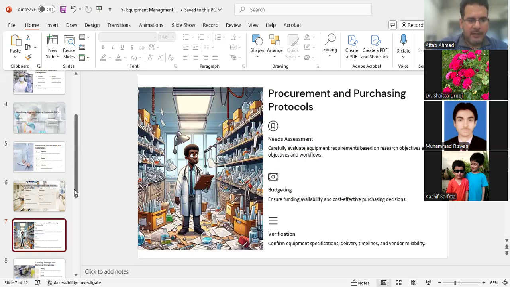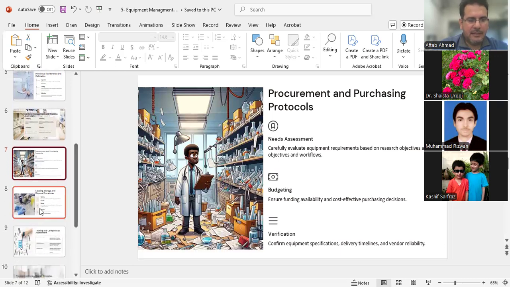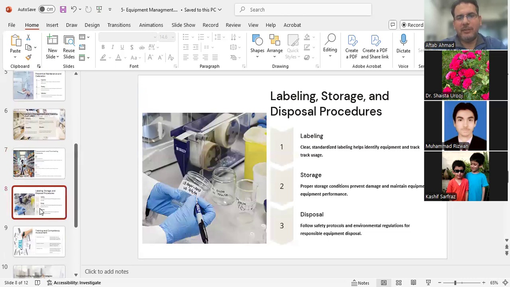This is about procurement, and the next thing we are going to discuss is labeling, storage, and disposal procedures. This is what we are going to discuss in all our lectures, that you have to do proper labeling and then storage and disposal. So labeling is clear, standardized labeling that helps identify equipment and track usage. Labeling is very, very important. Whatever equipment, in all the laboratories, even for inspection purposes, whenever they are going to inspect your laboratories, everything should be labeled inside the laboratory.